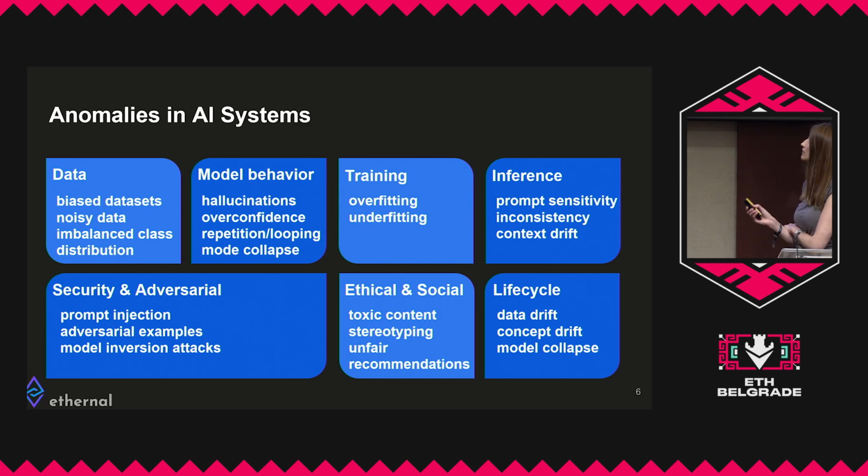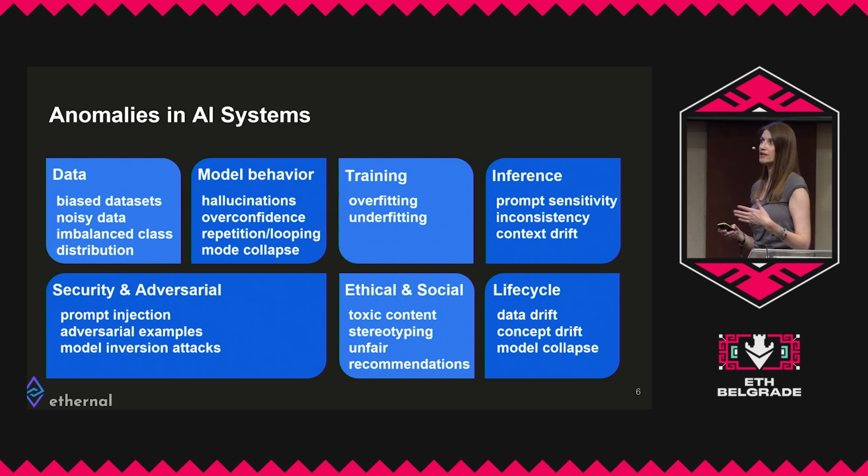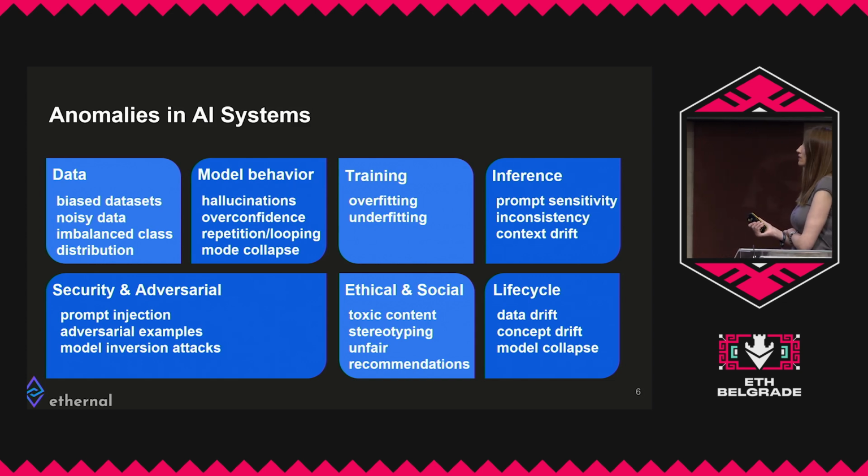I will just mention a few. For example, biased data sets can lead to biased results. For example, it will bring systemic prejudice in the results. And once we have something like that, that will also affect the ethical and social aspects of the result, because we will introduce stereotyping.